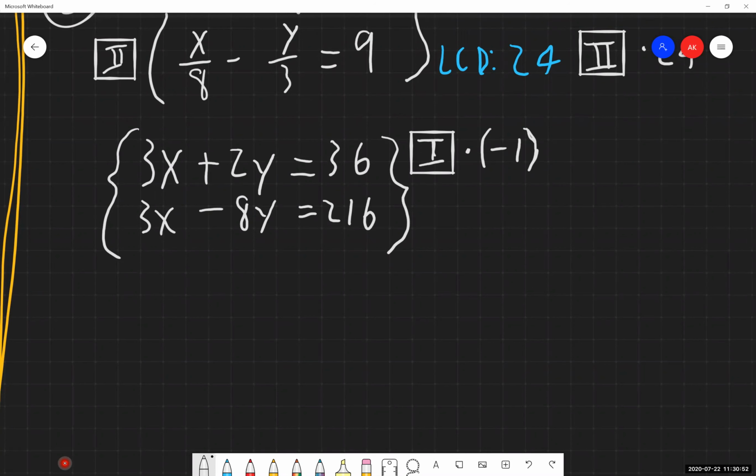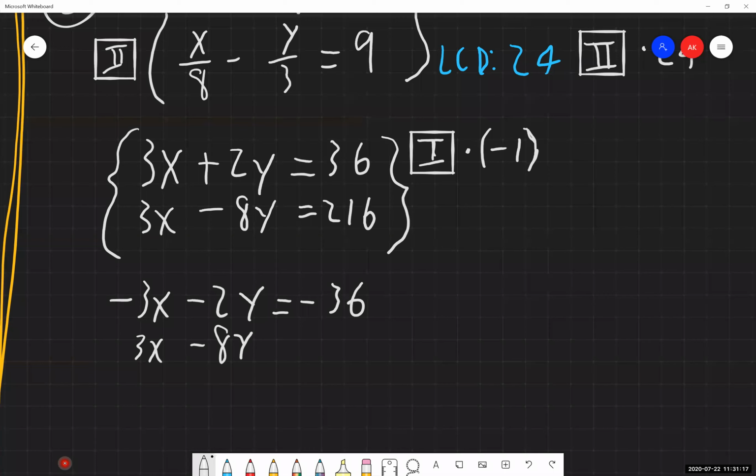So with that negative 1 distributing through, you could put air quotes around that distributing through if you wanted to, I'm going to get negative 3x minus 2y equals negative 36. So all that changed was I did my first equation, multiplying everything by negative 1. Nothing changes in our second equation. It stays exactly as it was.